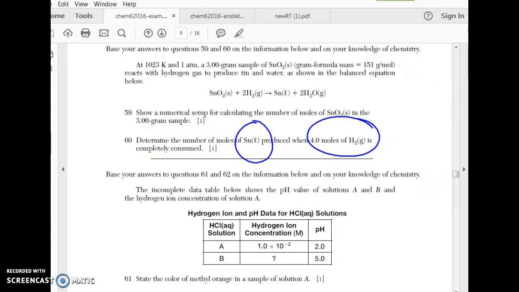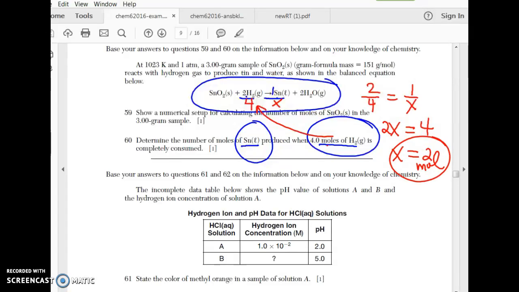Number 60 is a moles to moles question. I'm given the number of moles of H2. I want to find the number of moles of Sn. I have to use the recipe up here to determine this question. I know there's 1 tin for every 2 moles of H2. So I place x underneath 1. I make that the denominator. And 4 moles of H2 underneath the 2. And find 2x equals 4, x equals 2 moles.